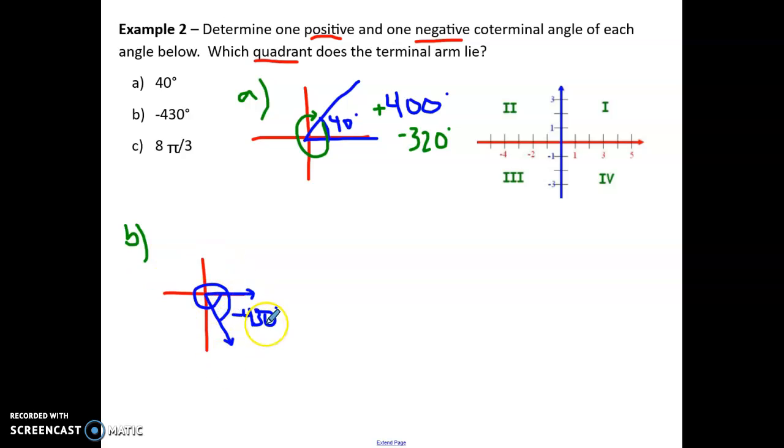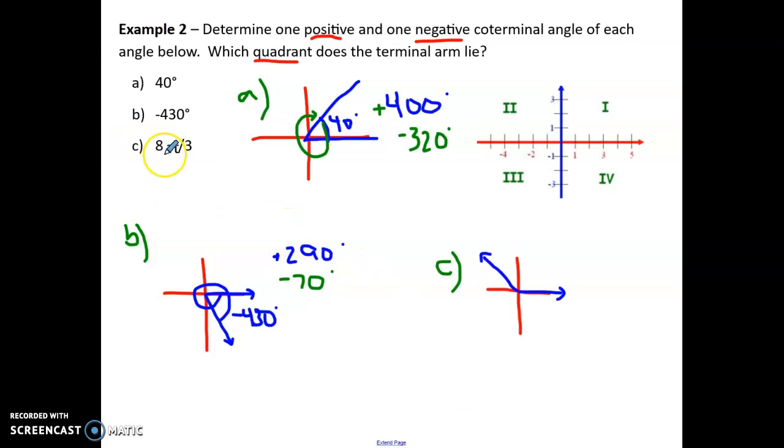So if I want to come up with another negative angle, in this case I could actually add 360 because it's more than one loop around. And if I add 360 degrees, I'm going to get negative 70 for my negative coterminal angle. But if I add another 360 degrees, we would get a positive 290-degree angle. So again, I'm just adding 360, but I'm adding it twice to get out of the negatives. So that would be how we get those two values.